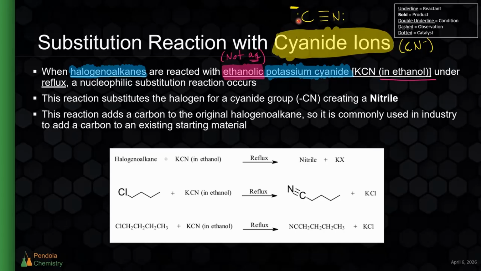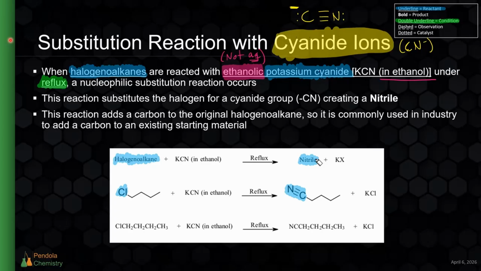And this reaction also needs to be carried out under reflux. We still have those conditions here. So the reaction of ethanolic potassium cyanide with a halogenoalkane is going to happen under reflux as a condition. Here in blue we have our reactants, the halogenoalkane and the ethanolic potassium cyanide, KCN. The reaction is going to do the same thing we saw earlier, only instead of replacing the halogen in the halogenoalkane with an OH to make an alcohol, it's going to replace it with a CN group, a C triple bond N group, meaning we're going from a halogenoalkane to a nitrile.